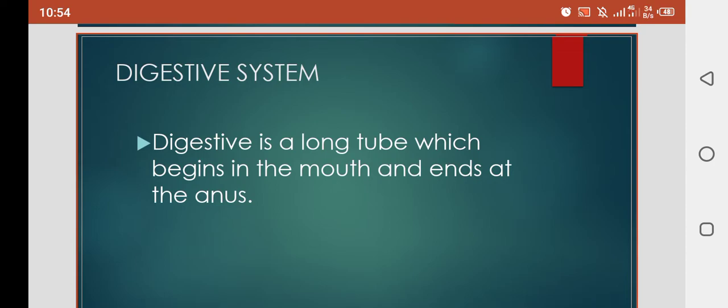The digestive system is a long tube which begins at the mouth and ends at the anus. The mouth is used for taking in food and the anus is used for the removal of waste from the body.